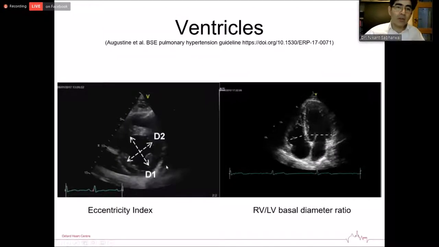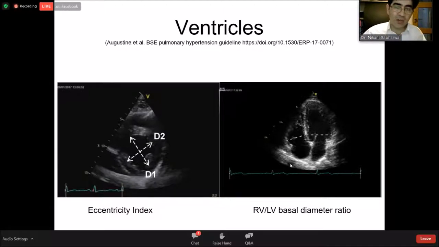So when it comes to the ventricles, all they're interested in is the eccentricity. Are you seeing a flat septum? If you have a flat interventricular septum, you have ticked one point for an echo criteria for raised pulmonary artery pressure. And the other ventricular assessment is: is your RV diameter at the base bigger than your LV diameter at the base? Again, it's very straightforward. If the RV is bigger than the LV, you tick another point.